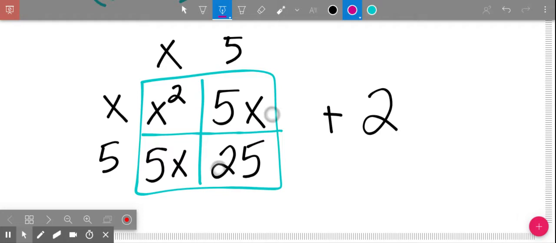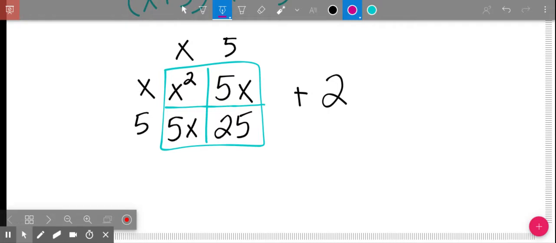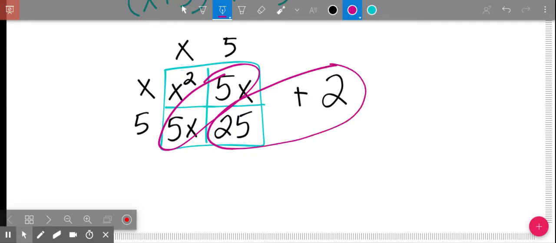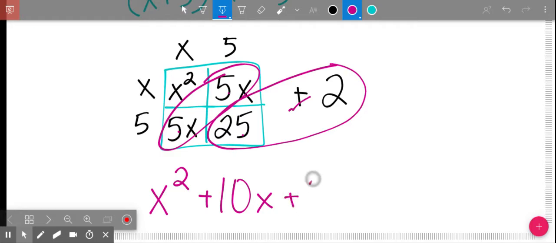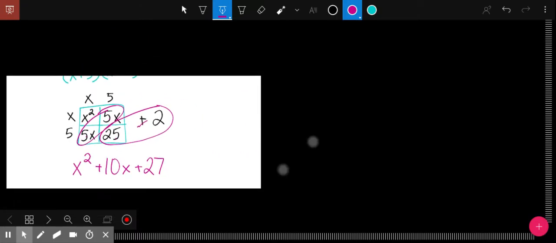Now, once I've gotten here, my next step is to combine my like terms. Remember, they're still always on the diagonal, so I've got like terms here, but now I have like terms here too. So now we just have two sets of like terms. Okay, so that x squared just hangs out front. 5x plus 5x gives me plus 10x. And then 25 plus 2 gives me plus 27. And there you go.